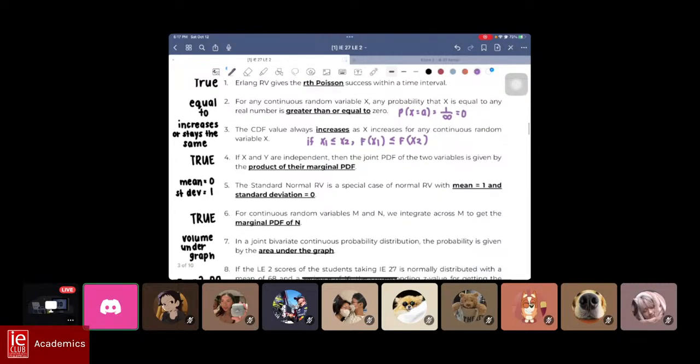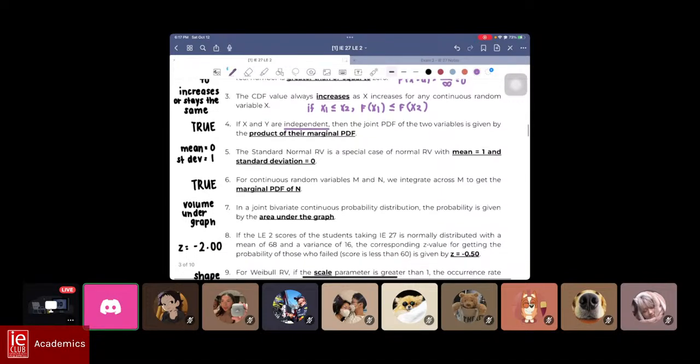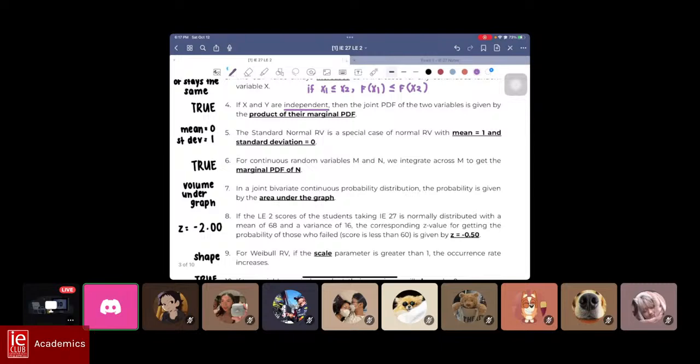And then for number 4, if x and y are independent, then the joint PDF of the two variables is given by the product of their marginal PDF. So since x and y are independent, you can get their joint PDF by just multiplying the two, because that's a property that's given if two random variables are independent. So it's true. And then for the number 5, standard normal RV is a special case of normal RV with mean equals 1 and standard deviation equals 0. So this one, they just reversed the mean and standard deviation, since for standard normal RV, your mean is supposed to be the one that's equal to 0 and your standard deviation is equal to 1.